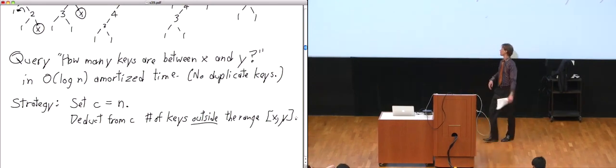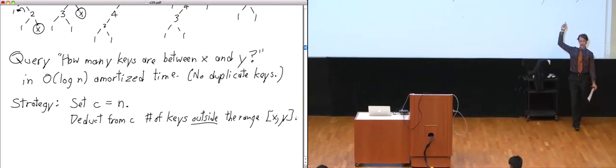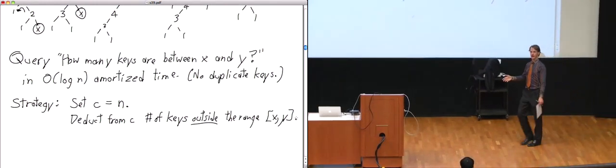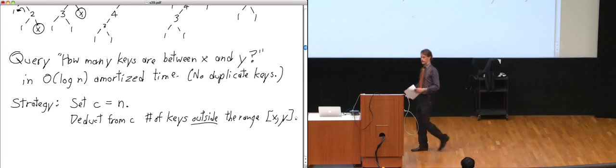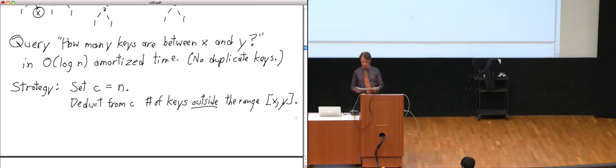So again, my trick is going to be to count all the keys that are outside the range x, y, and then subtract that from n, and that tells me how many keys are inside the range. So now, how do I figure out how many keys are outside that range? Well, I do it like this.